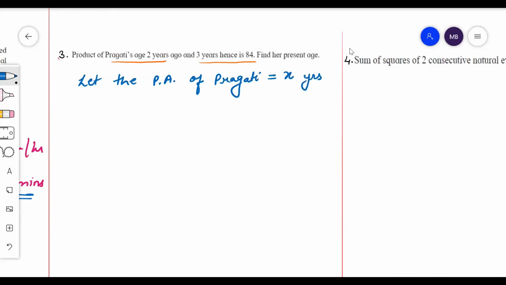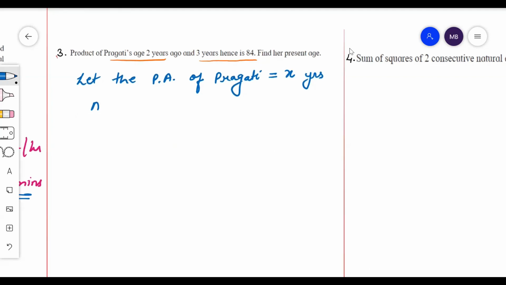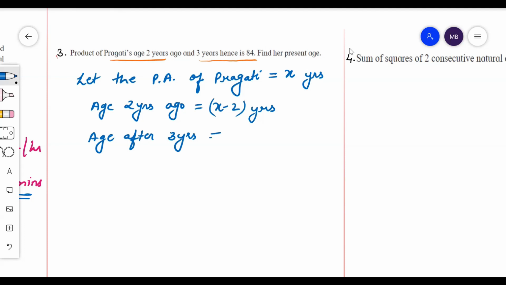Now, what is the combination that they're giving us? Product of Pragati's age 2 years ago. So 2 years ago, that means I have to subtract 2 years from my present age. So age 2 years ago will be X minus 2 years. And 3 years hence. Hence means in the future. So age after 3 years, I have to add 3 years to my age. After 3 years, it is going to be X plus 3 years.